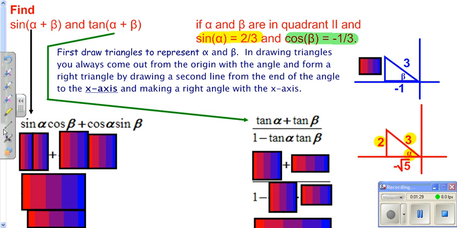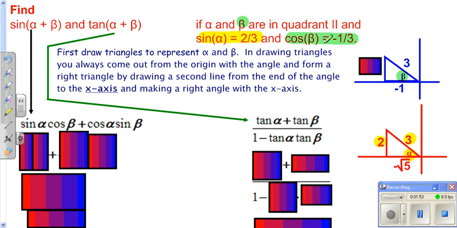We need to do something very similar for our beta angle. Since beta is in the second quadrant, we have to draw a second angle in quadrant 2, on a totally separate axis. Make sure you label these, because when we get to our formulas, you're going to have to know: am I going to the alpha angle or the beta angle?